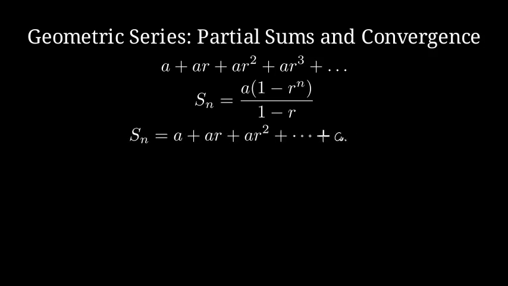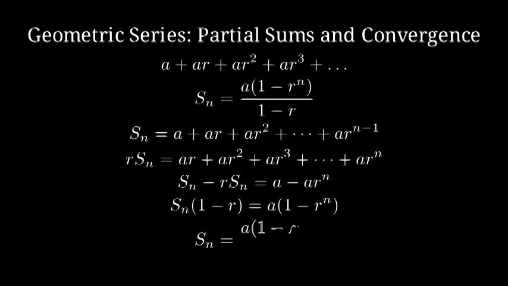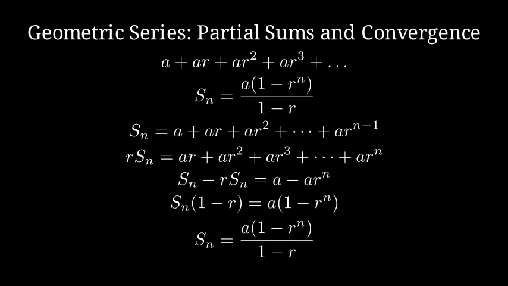Start by writing S sub n as a plus ar plus ar squared all the way to a r to the n minus 1. Multiply both sides by r, which shifts every term. Subtract the two equations. Almost everything cancels. Factor out S sub n. Finally, divide by 1 minus r to get the formula.